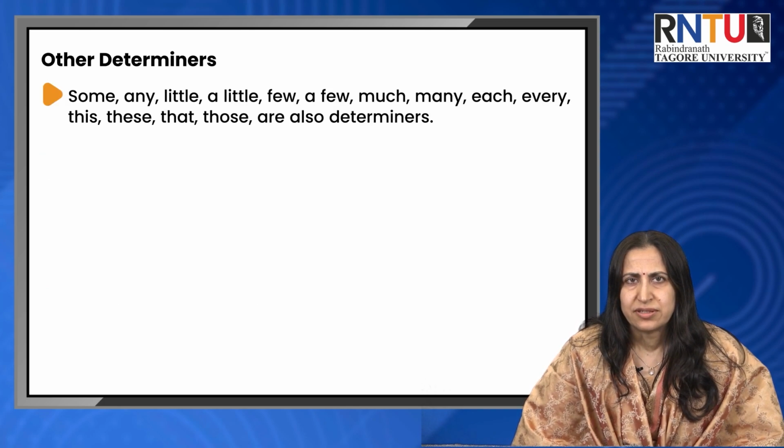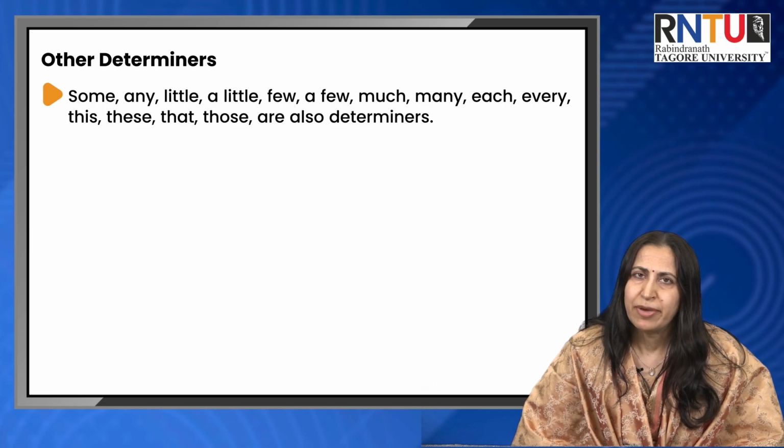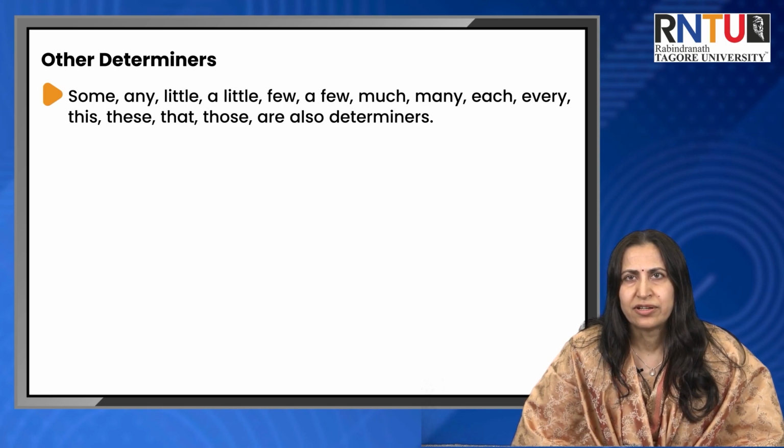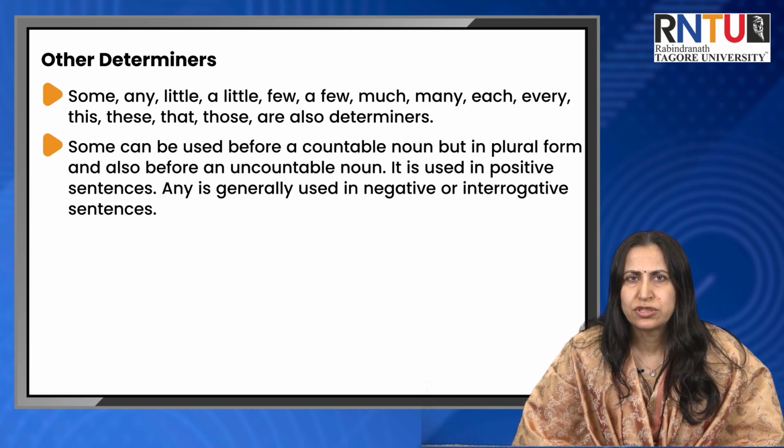Other determiners, some, any, little, a little, few, a few, much, many, each, every, this, these, that, those are also determiners. Some can be used before a countable noun but in plural form and also before an uncountable noun. It is used in positive sentences. Any is generally used in negative or interrogative sentences.